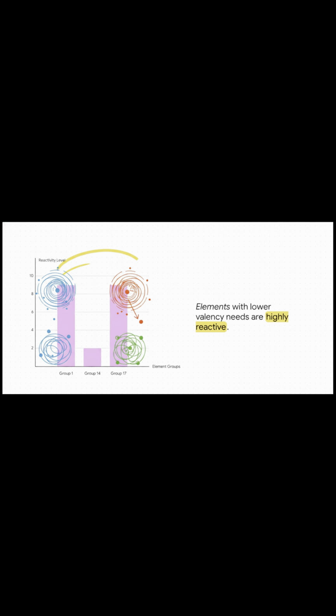Therefore, reactivity across a period forms this giant arc. It's incredibly high at the group 1 and group 17 edges, but dips extremely low in the middle at group 14. This arc is super predictable once you just understand their valency needs.